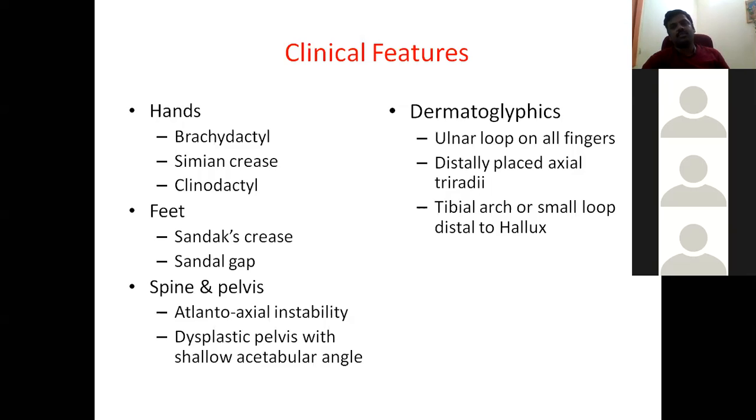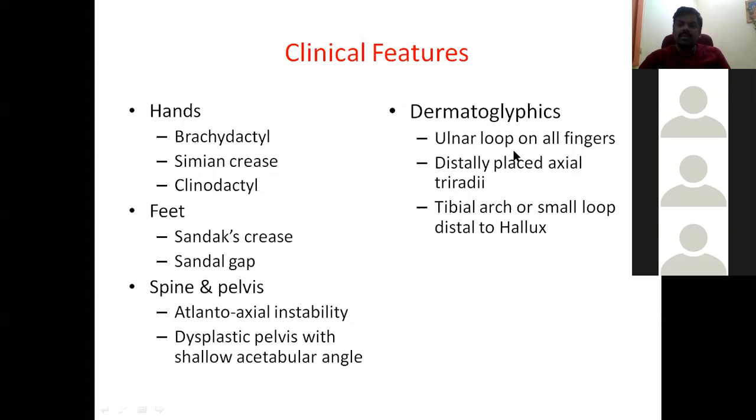For the C1 and C2 spine, the important ligament is the transverse ligament, which keeps C2 in place. Sometimes because it is lax, the atlantoaxial instability can result in problems. The pelvis will be dysplastic and somewhat widened. This widened pelvis results in a shallow acetabular angle. Because the acetabular angle is shallow, the head of the femur does not position properly, so congenital developmental dysplasia of the hip is very common.